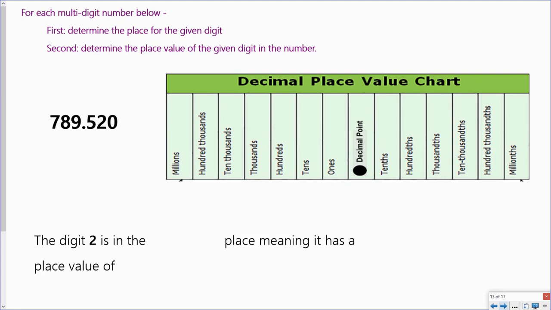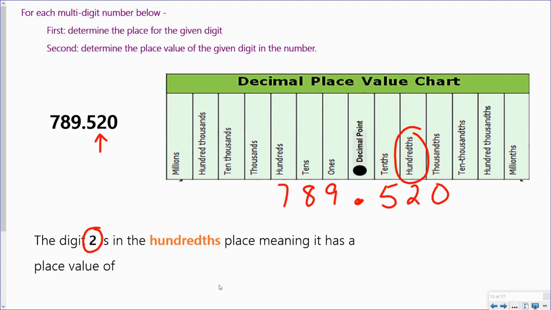Same with this number. This time, though, I'm looking at the digit 2. So my 2 is right here. So if I write my number, I have my 7, 8, and 9, my decimal, and then the 5, the 2, and the 0. And we notice the 2 is right here in the hundredths place, which means that it has a place value of 2 hundredths. Or I would write that as 0.02, because the 2, again, has to be in the hundredths spot. And I would read this as 0 and 2 hundredths.